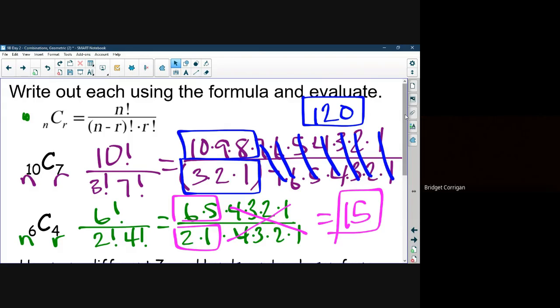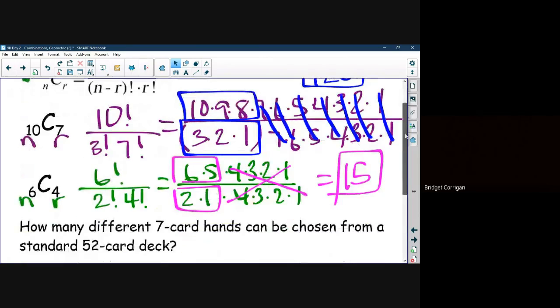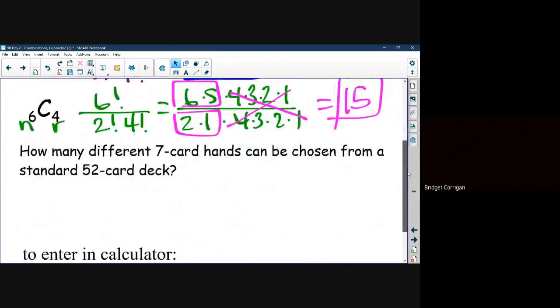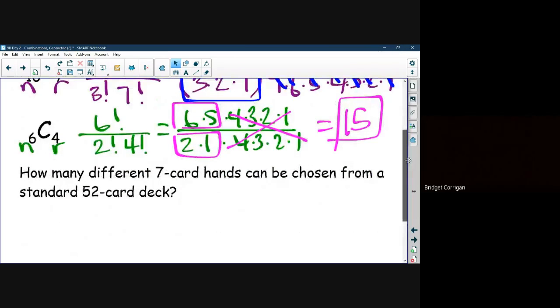However, when you get to something like the next problem, how many different card hands can be chosen from a standard 52 card deck? We'll learn how to put a word problem into the formula in a minute. But if I were to write this out, I have 52 total cards, and I'm going to choose 7 of them to go in my hand. If I were to give this problem to you, I would say it's 52C7. But I don't want to write that whole thing out in expanded form. That's going to be a really long list to write out and to calculate.